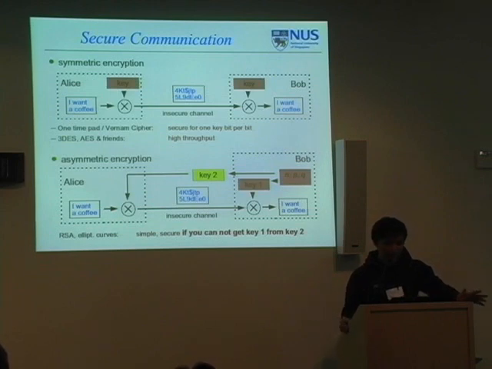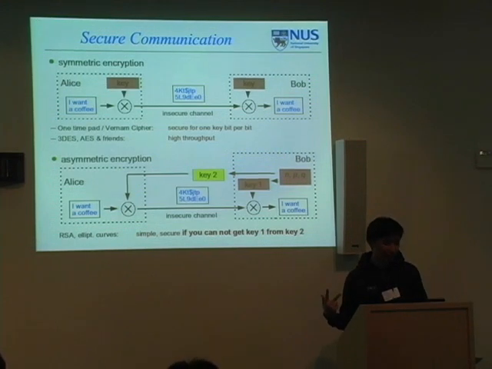So let's have an overview first of what secure communication usually is. Okay, there are two ways to do it. There are symmetric encryption methods, and then there are the asymmetric methods. Okay, in the symmetric methods, you can have the one-time pad, or the Vernam cipher, or you can have something like 3DES or AES.